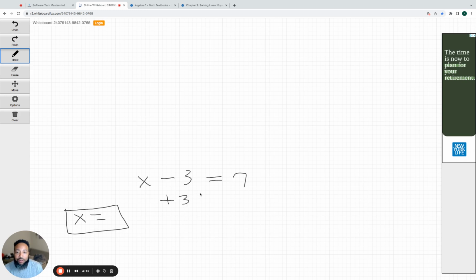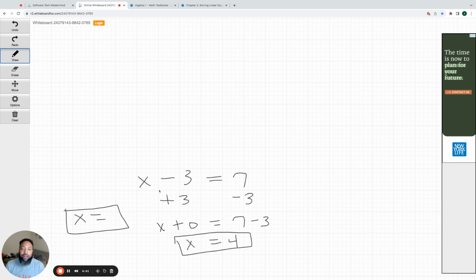And we're going to do it to both sides because we got to keep the equation the same. So add 3 to both sides. X minus 3 plus 3 is 0. So you have x plus 0 equals 7 minus 3. So x plus 0 equals x, and 7 minus 3 equals 4. Your answer is x equals 4.